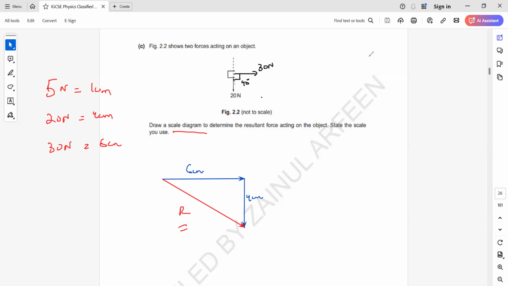If you use a ratio 1:1, then it will be impossible to draw on your exam sheet, because you don't have 30 centimeter. If I select 1 Newton is 1 centimeter, then 20 Newtons should be 20 centimeter. It will be too large to draw on the exam sheet. So appropriate, it should not be more than 12 and it should not be less than 3 or 2.